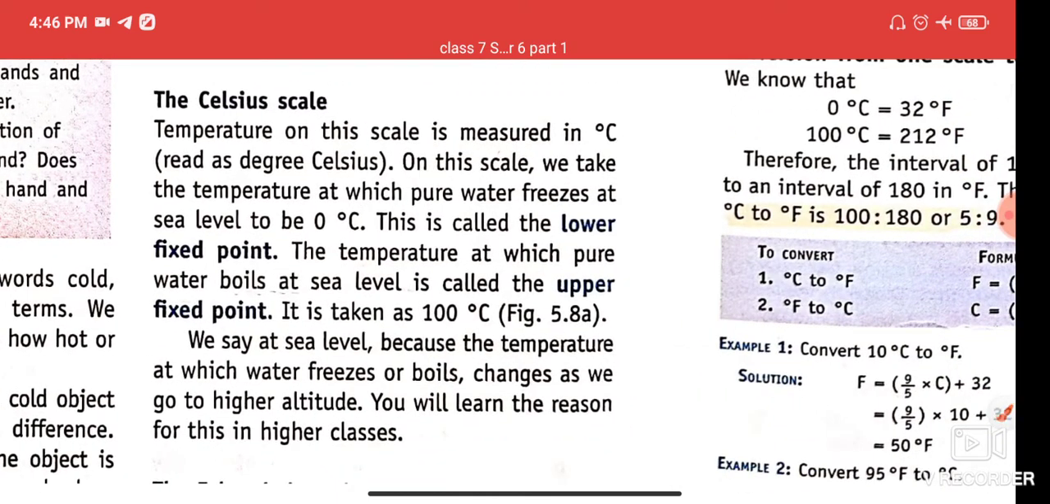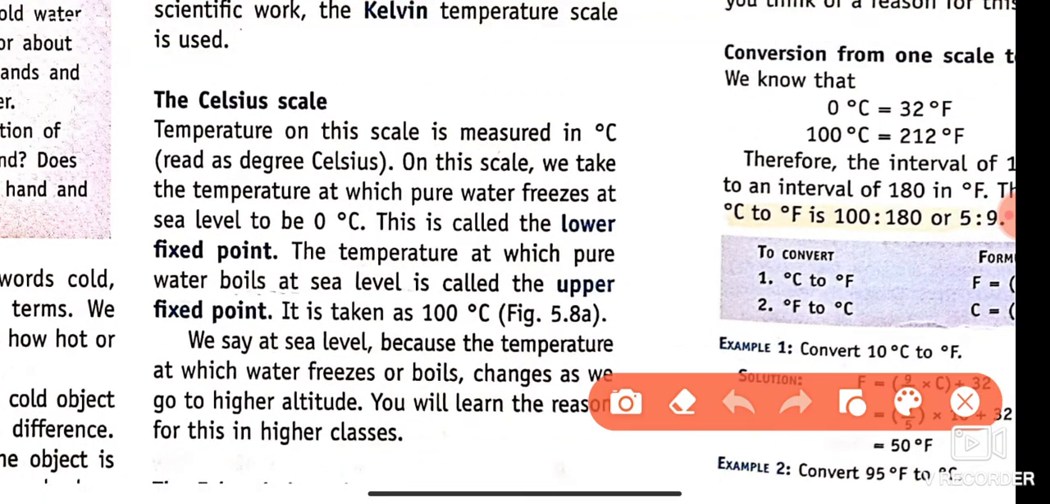The temperature on this scale is measured in degree Celsius, and we read it as shown in this diagram. On this scale, we take the temperature at which pure water freezes at sea level as 0 degree Celsius. That means the lower fixed point of the Celsius scale is 0 degree Celsius, and it is known as the freezing point of water.